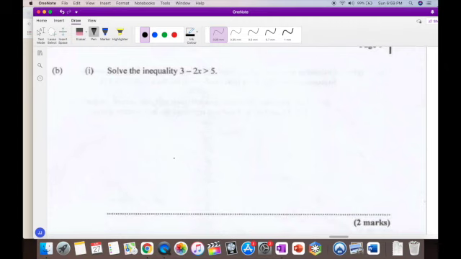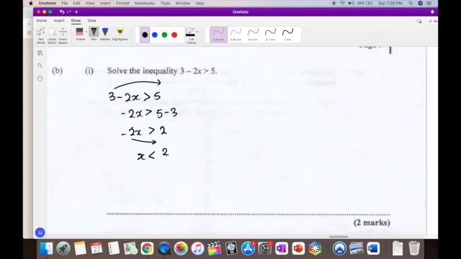Okay, so we have to solve this inequality. We have 3 minus 2x is greater than 5. I could easily throw this 3 across, so I'll have negative 2x is greater than 5 minus 3, therefore negative 2x is greater than positive 2. And of course, when I throw this negative 2 across, because it's a negative, we have to change the sign. So 2 divided by negative 2, so x is less than negative 1.